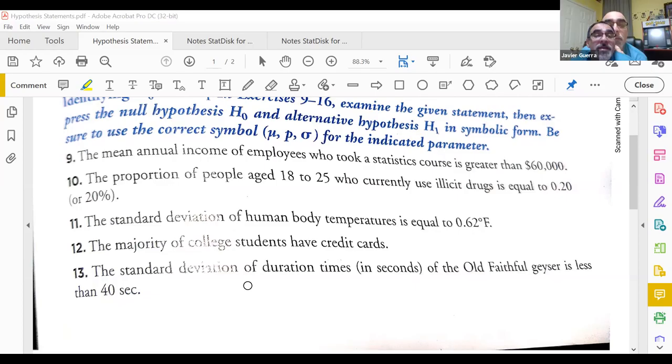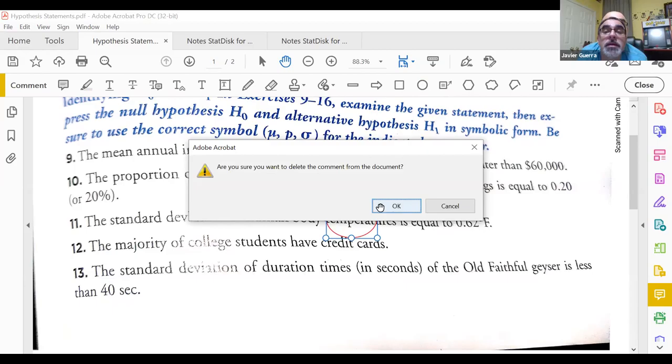The majority of college students have credit cards. It is P. All right, so it's P. And I need to know what is the inequality symbol that's stated in number 12. The majority of college students have credit cards. What is this? Oh, snap, there's a circle. Okay. Good to know.